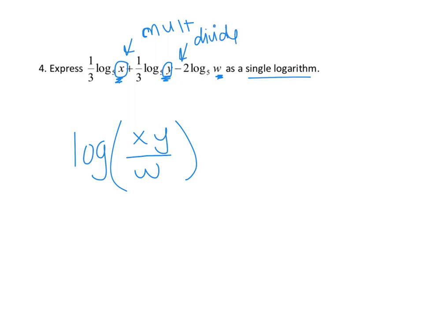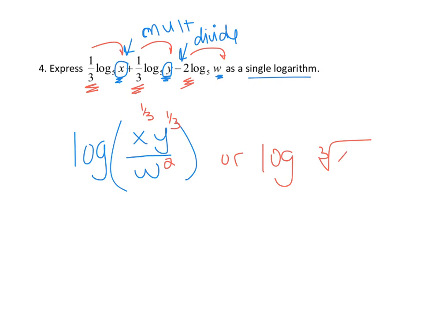Okay, now the numbers in front are cowboys, aka exponents, that need to go back on top of their horses, the base. So I'm going to write this as 1/3 on my x and my y, and I'll write the squared here. You could also write this as the cube root of xy over w squared, because that's the same thing as a power of 1/3.